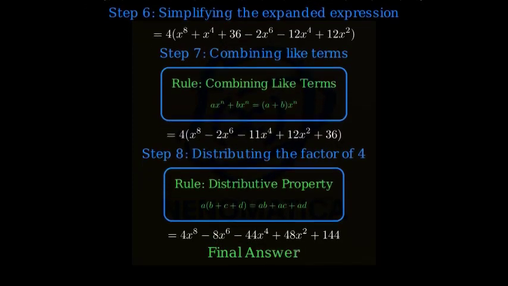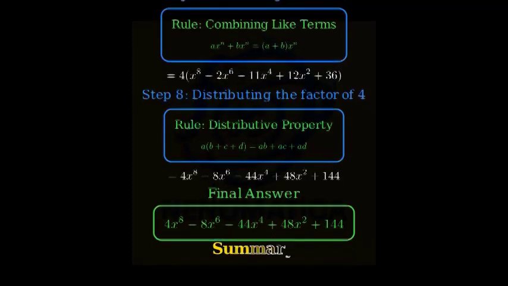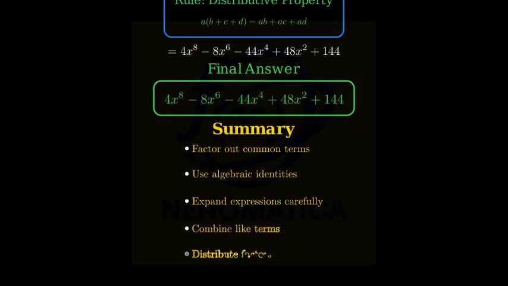To present our answer in a standard form with descending powers, we write it as 4x to the 8th minus 8x to the 6th minus 44x to the 4th plus 48x squared plus 144. Let's summarize what we've learned in this example. We simplified a complex algebraic expression by first factoring out common terms, then using algebraic identities like the common term identity, then expanding using the square of a sum formula, and finally combining like terms and distributing factors.